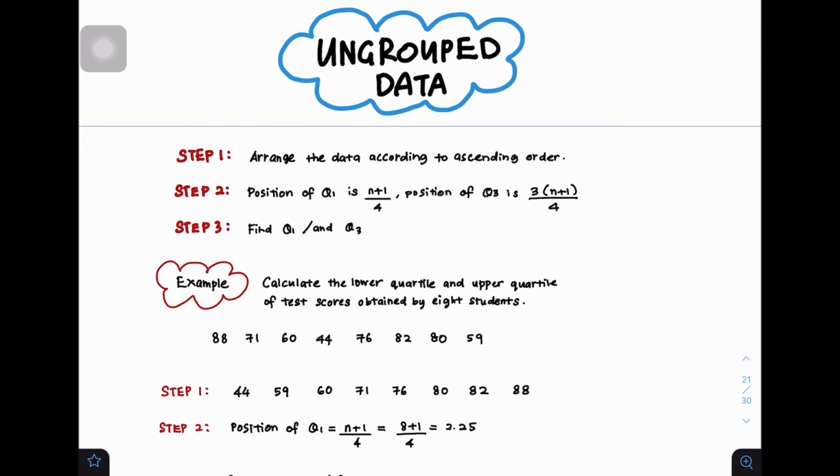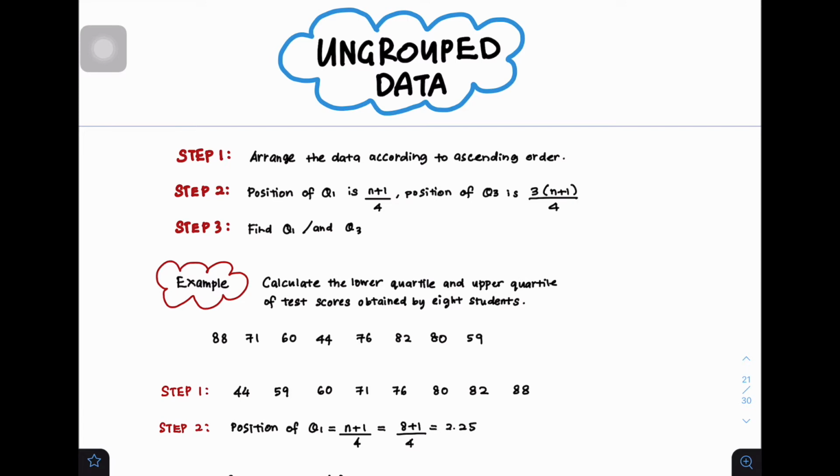Okay, sama ada ascending ataupun descending. Ascending order lah, kena susun secara menaik. Kalau median tadi tak kisah, menaik ke menurun ke tak kisah. Tapi kalau untuk quartile, kita kena susun dia kepada ascending order, susunan menaik. Maksudnya bermula dengan nombor yang nilainya kecil ke nombor yang nilainya besar.